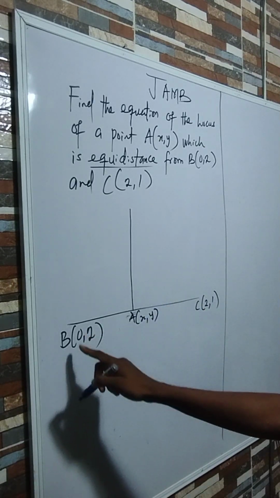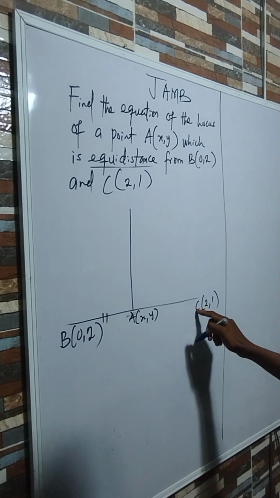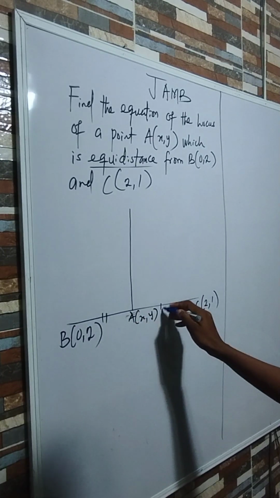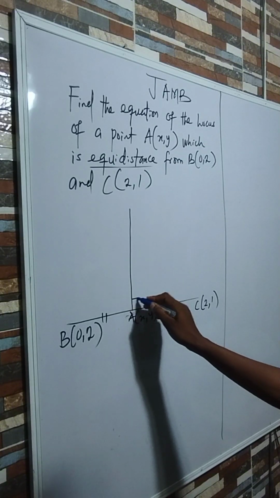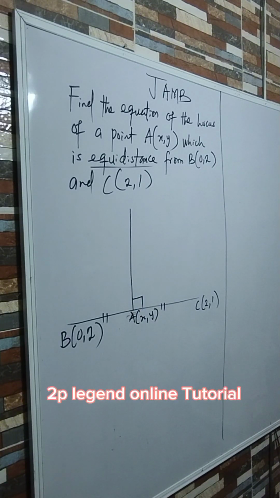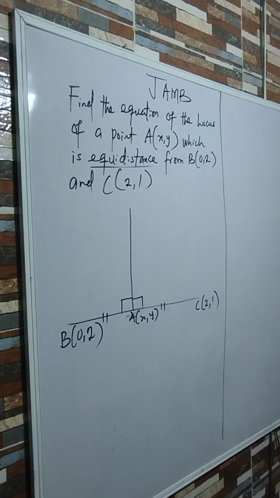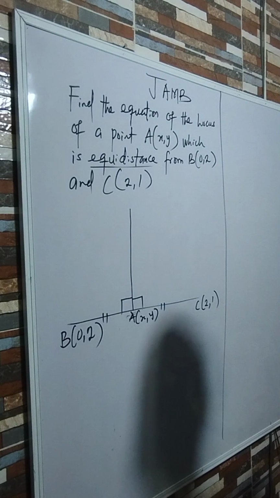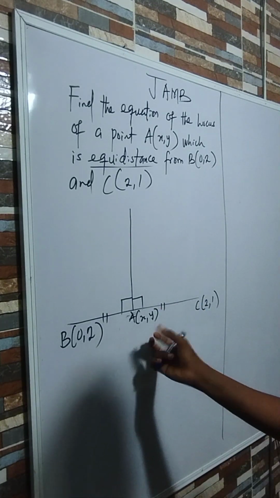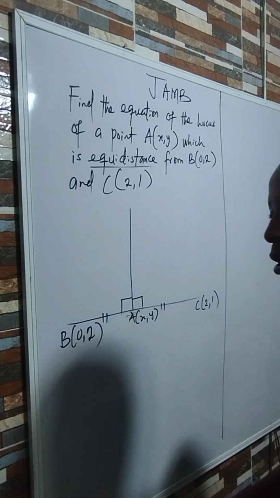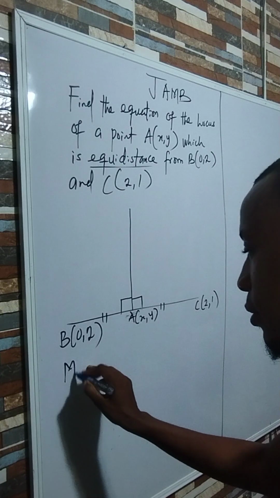Equidistance simply means that the distance from B to A is equal to the distance from C to A. And that simply means that we have this place to be angle 90, and this place also to be angle 90. Now that you have this, it is your responsibility to find the midpoint, and what you are expected to do is to apply the formula for midpoints.